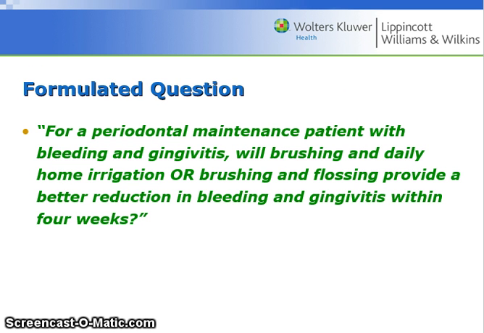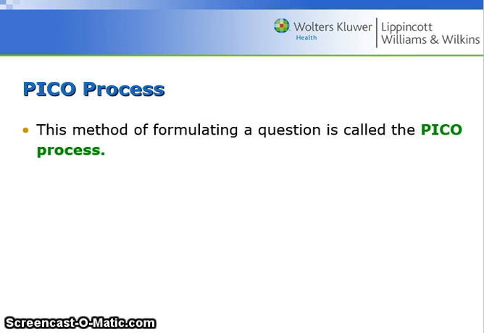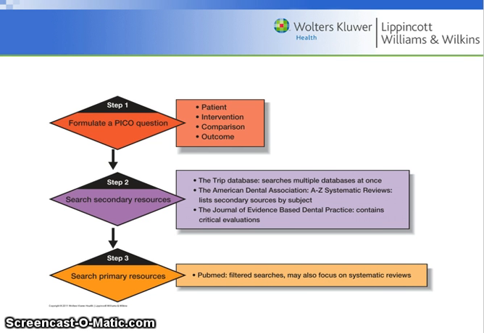Here's an example of the formulated question. For a periodontal maintenance patient with bleeding and gingivitis, will brushing and daily home irrigation or brushing and flossing provide a better reduction in bleeding and gingivitis within 4 weeks? The PICO process. This method of formulating a question is called the PICO process. Page 372, figure 22.3 shows more information about the PICO process.